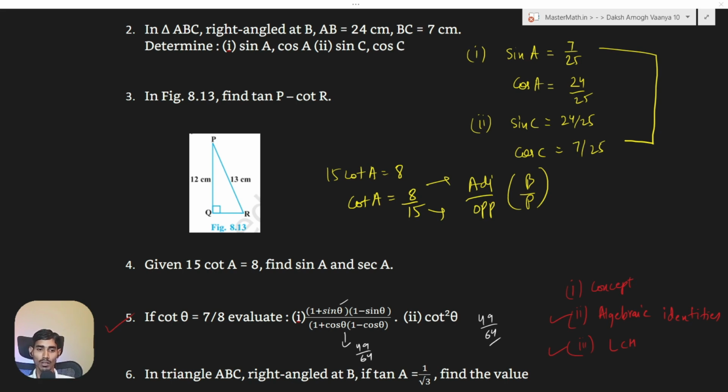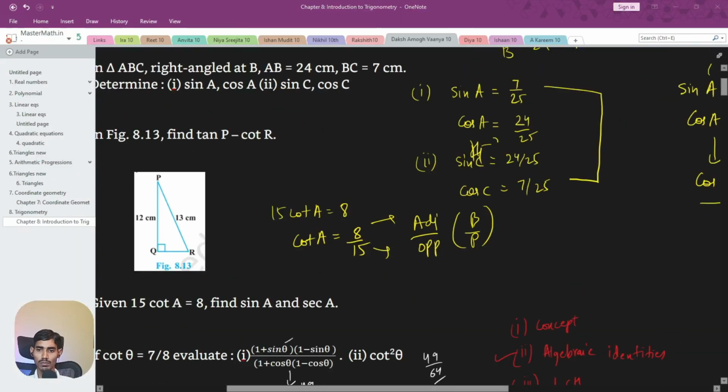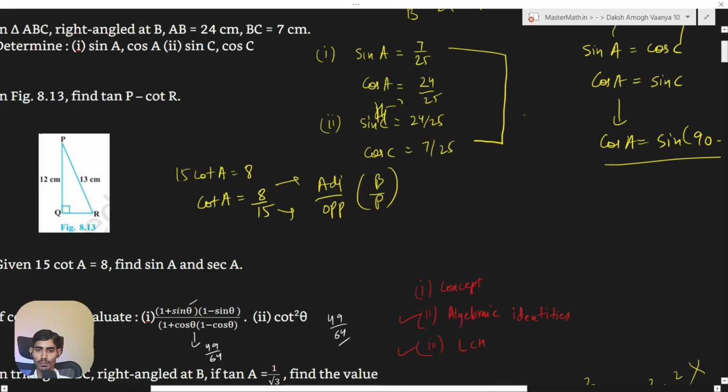Okay, done. What's the third side? Amog? 17. Okay, so hypotenuse is 17. So what would be sine? 15 by 17. Okay. And secant, Naveen?